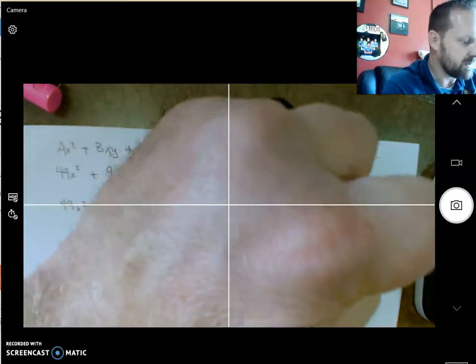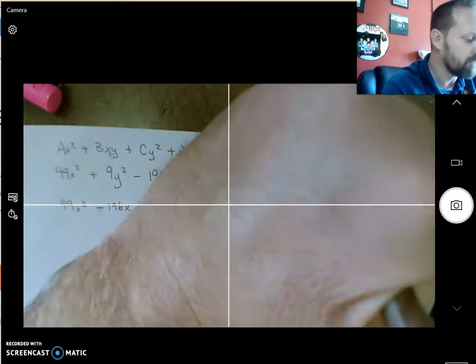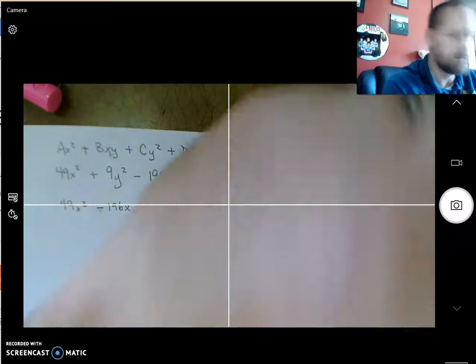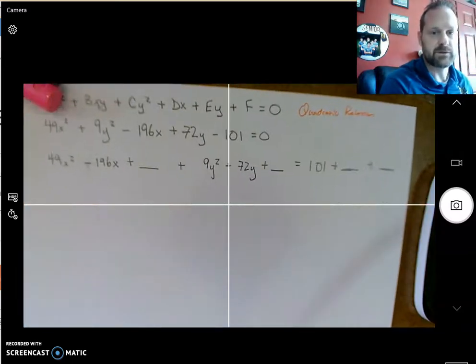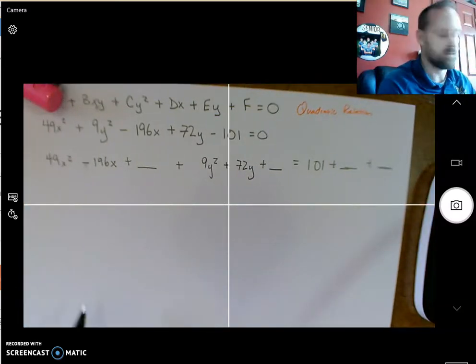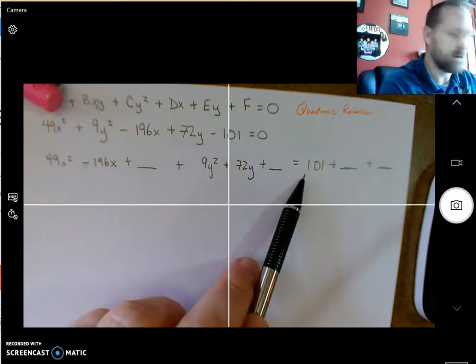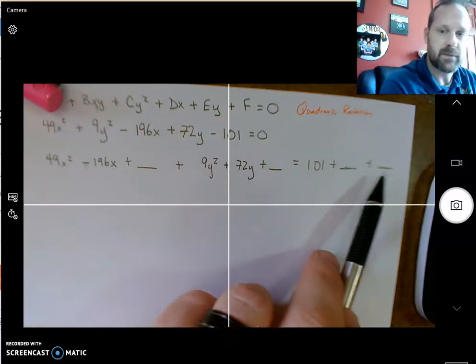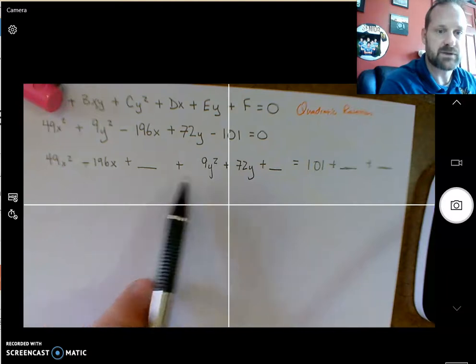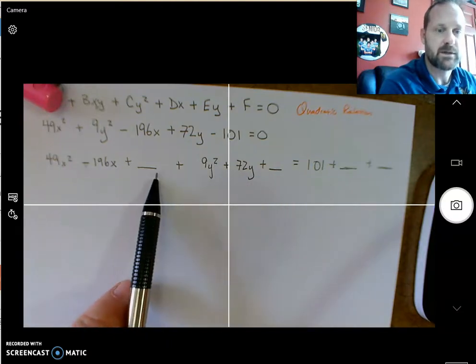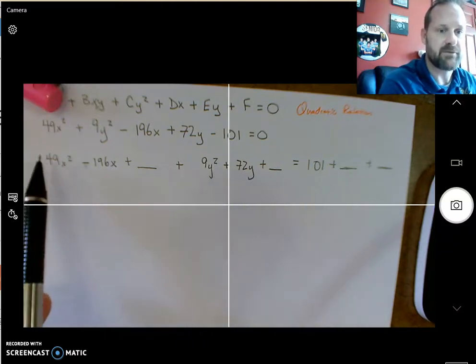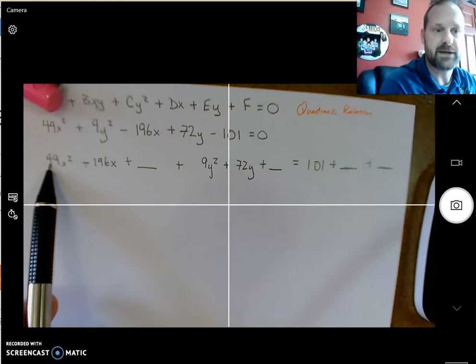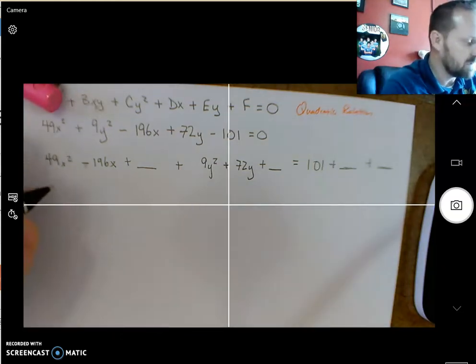And I like to set it all up like that. Okay, so it's all lined out, and similar to before, I added 101 to the other side. I made a blank here because I'm going to complete the square on both of these terms. But before I complete the square, again, I have to factor out the quote-unquote a term, the term in front of the squared term. So I'm going to factor out the 49.